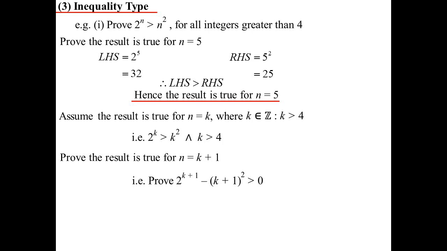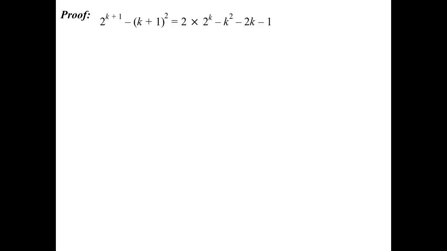So now I'm going to do it this way. I'm going to use the idea of inequality proof: I'm going to pull everything to one side, and I'm going to try and show this is always positive. 2 to the power of k plus 1 minus (k plus 1) squared is greater than 0. That's what I'm going to try and prove.